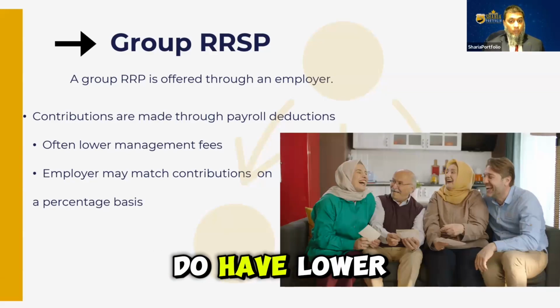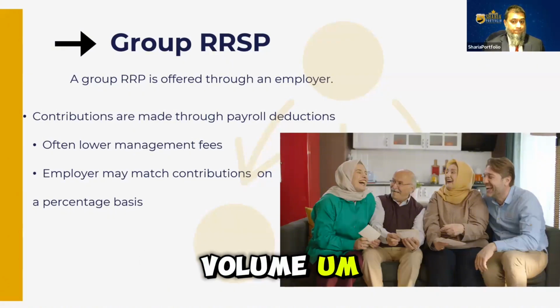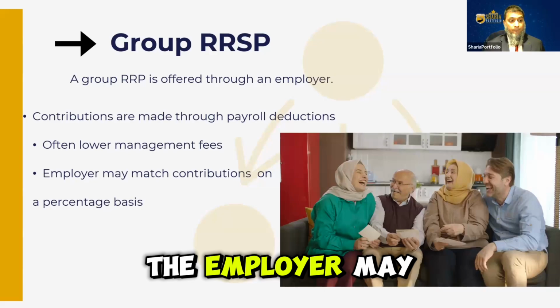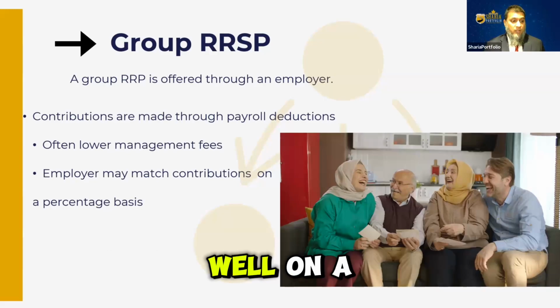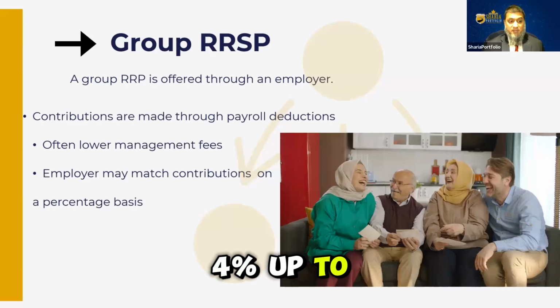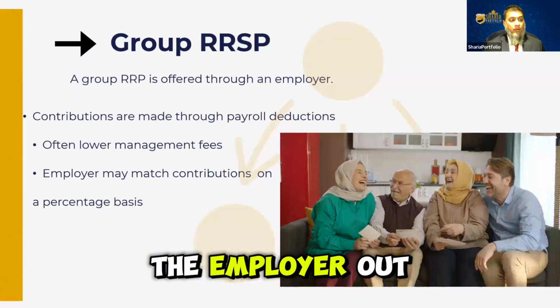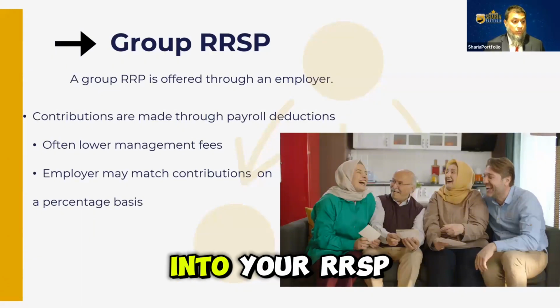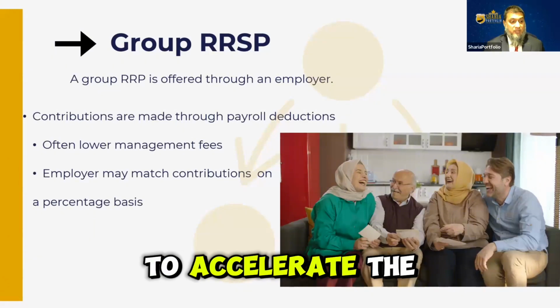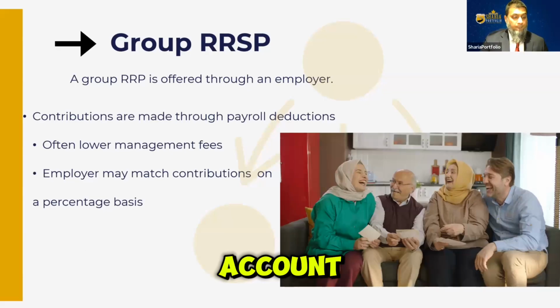Often these plans do have lower management fees because it's a group plan, there's more volume. And oftentimes the employer may match contributions as well on a percentage basis. So sometimes an employer will match, say, 3%, 4%, up to 6 or 7% of the contributions that you're making. The employer, out of their pocket, will also put into your RRSP. So it helps to accelerate the rate of growth because there's more contributions going into your account.